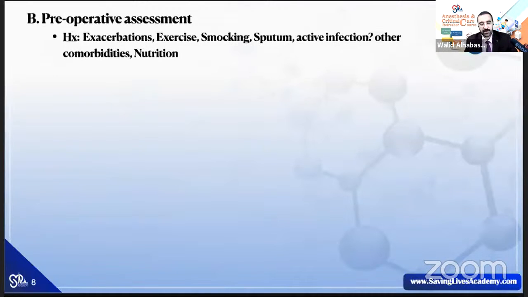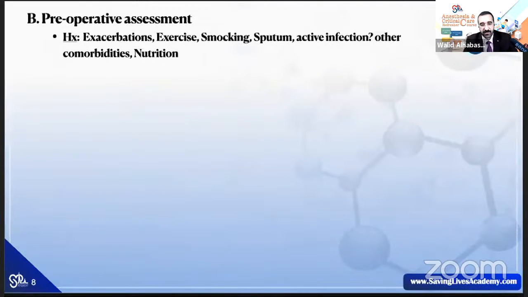Try to make your patient stop smoking as much as you can and as quickly as possible, and try to space at least 8 weeks between the patient's cessation of smoking and the surgery, because this carries the best outcome. So again, you need to stop his smoking for about 8 weeks before the surgery. That is the golden number.